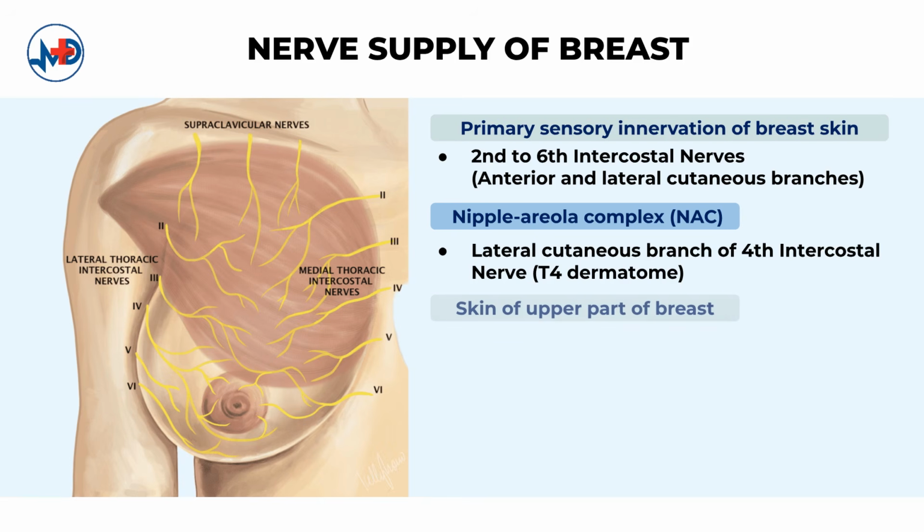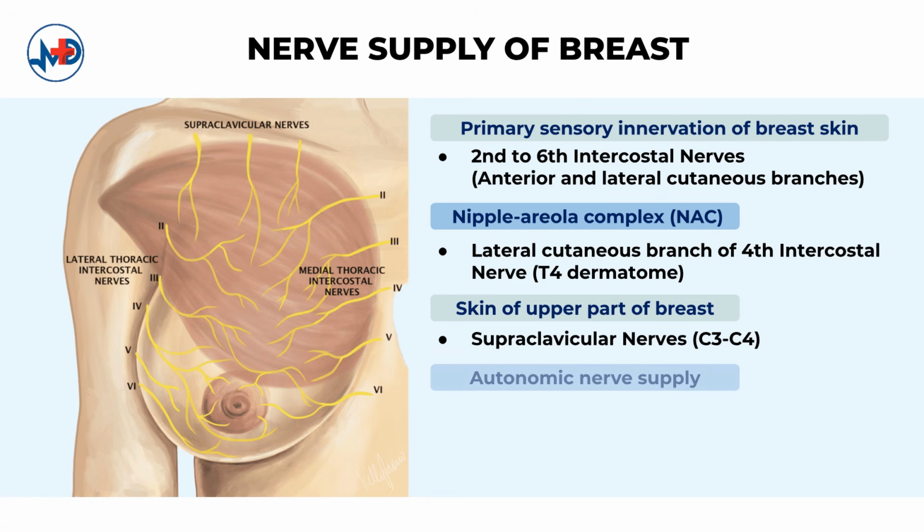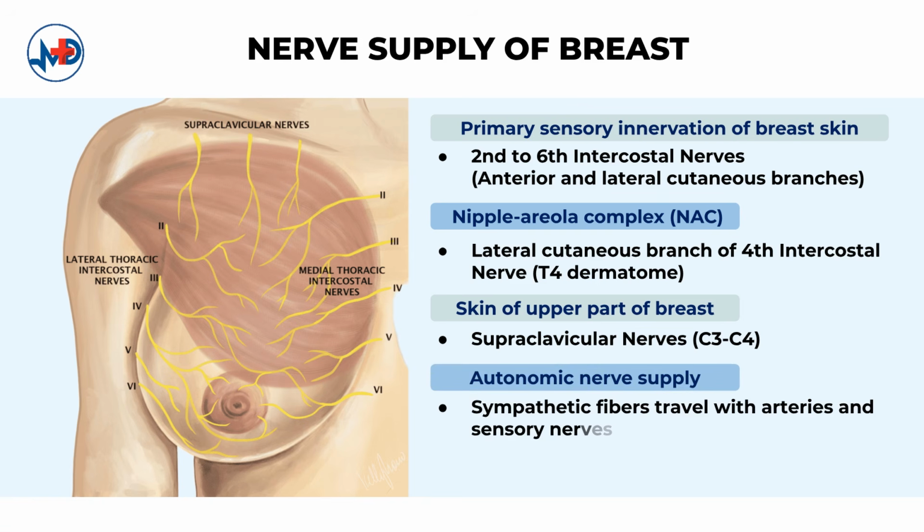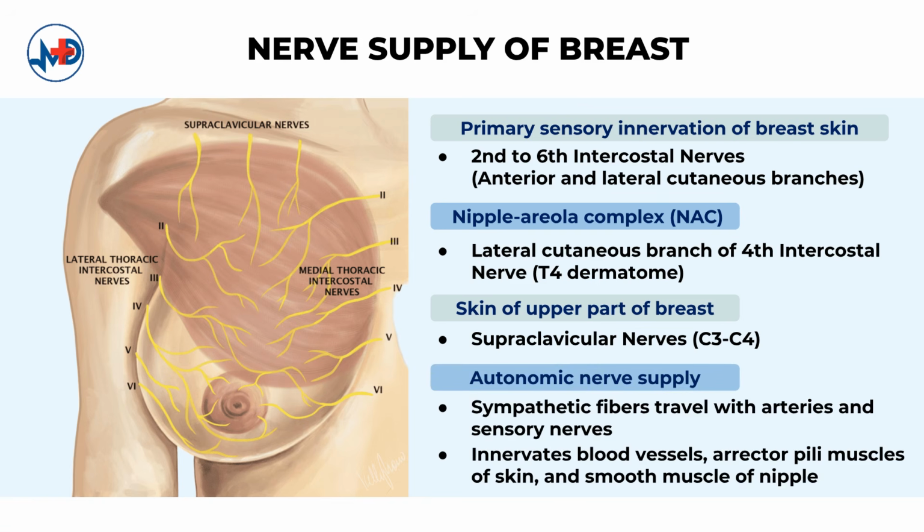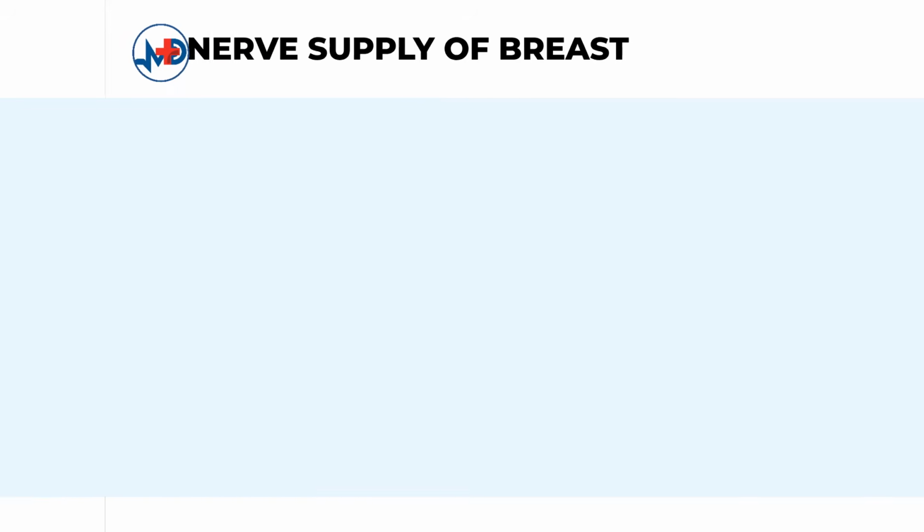The skin over the upper part of the breast is supplied by the supraclavicular nerves, from roots C3, C4 of the cervical plexus. For the autonomic nerve supply, the sympathetic fibers travel with the arteries and sensory nerves. They innervate blood vessels, causing vasoconstriction/dilation, erector pili muscles in the skin, and the smooth muscle in the nipple, which causes nipple erection. A clinical pearl.